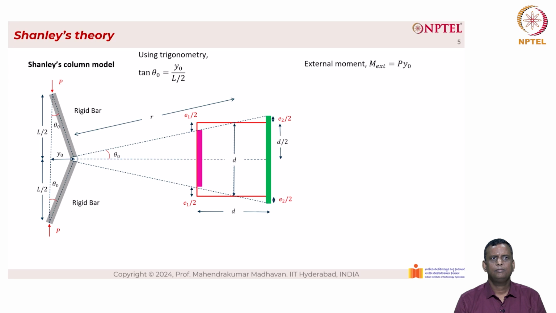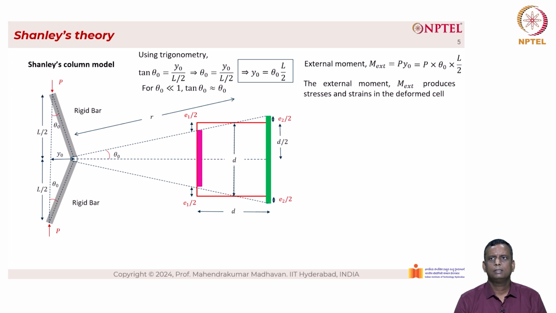Using trigonometry, we can see that tan theta naught is equal to Y0 divided by L by 2. The Y0 is actually the lateral displacement at the neutral equilibrium. L by 2 is the distance here, and we see that for small values of theta naught, tan theta naught is equal to theta naught. So, theta naught equals Y0 divided by L by 2. So, Y0 equals theta naught into L by 2. We can substitute Y0 equals theta naught into L by 2 in the above equation, which gives M external equal to P into theta naught into L by 2.